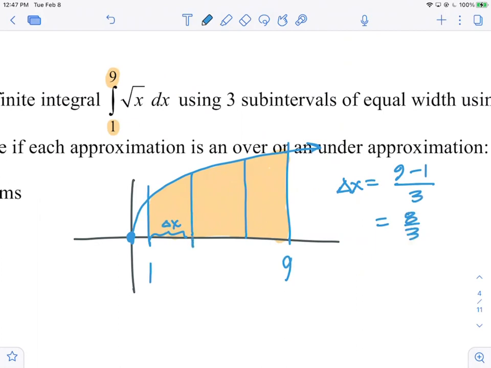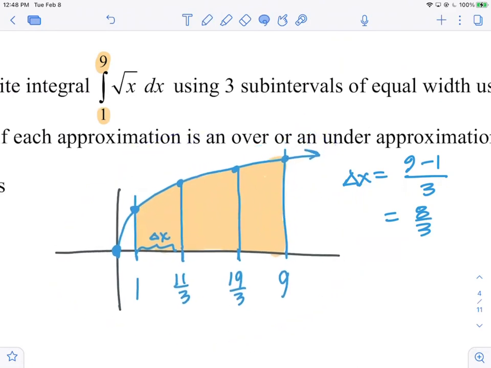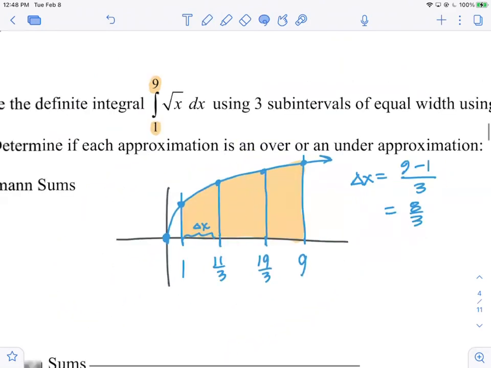Now you need to get your x values marked out. So we're starting at 1, add 8/3 to 1, and you get 11/3. Add another 8/3, you get 19/3. And add another 8/3, and you get 27/3, which is 9. So those are your x values. Now your y values, of course, are going to be the square root of 1, the square root of 11/3, the square root of 19/3, and the square root of 9. Now, if you want to draw this picture every time, I would recommend copying that.